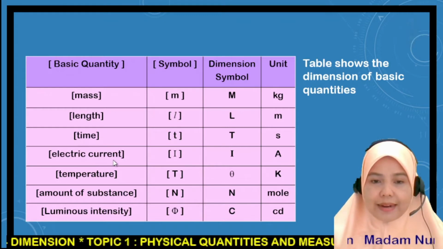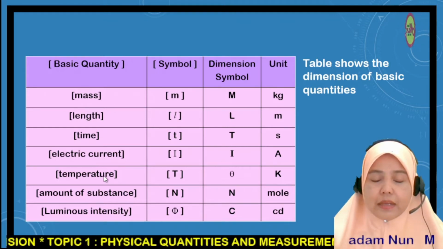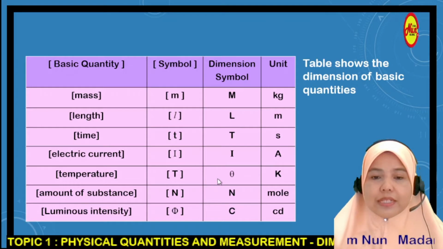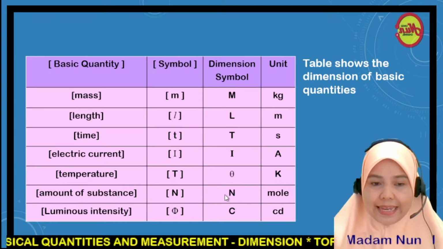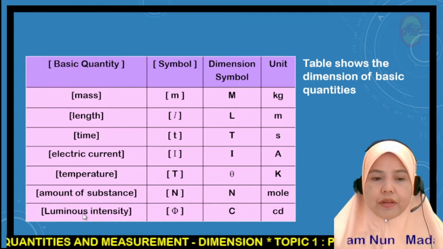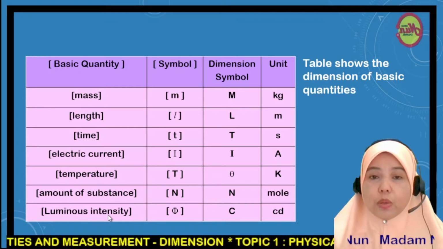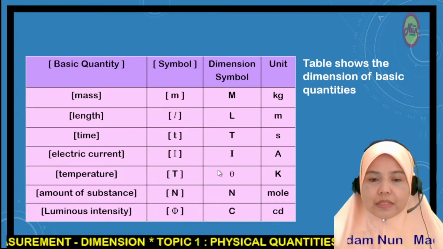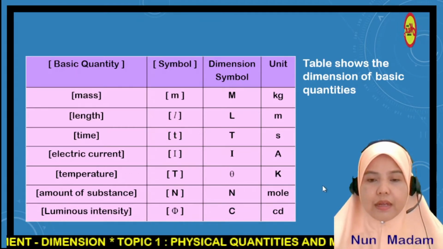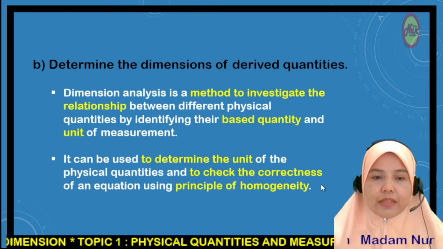The dimension for electric current is I. The dimension for temperature is theta. The dimension for amount of substance is N. And the dimension for luminous intensity or luminosity is C. So referring to these dimension symbols, we can derive the dimension for the derived quantity.